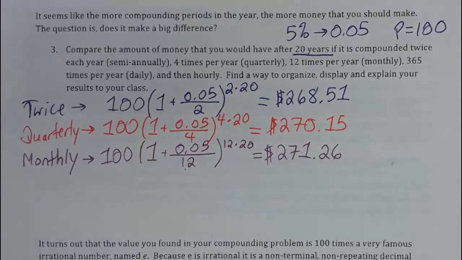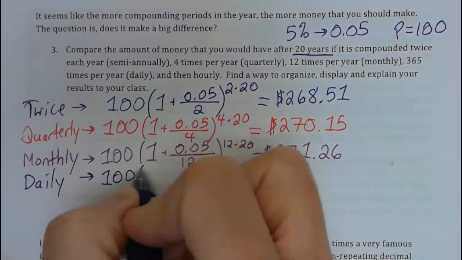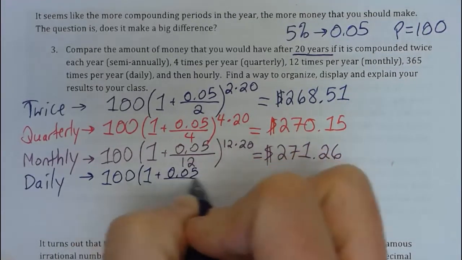So 2 left of this process. So now we're going to do daily, our 365 times a year. So that would be 100, and then 1 plus 0.05 divided by 365 days a year.